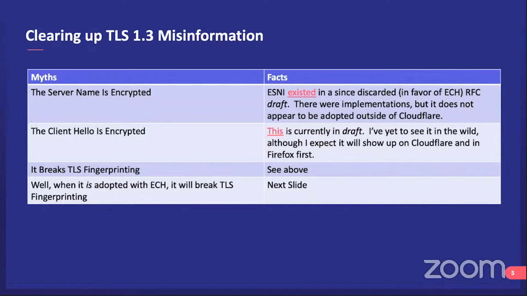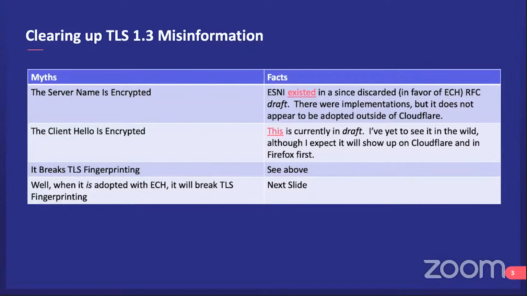Client hello is encrypted. So that's another myth. I will literally read blog posts that say, well, we can't use TLS fingerprinting because the client hello is now encrypted, which is just not true. Again, this ECH, as they call it, used to be called ECHO. This is currently in draft. And I've yet to see it in the wild. I'm constantly looking for it in the wild because I want to know what it actually looks like when it's implemented. Although I do expect it to show up on Cloudflare and in Firefox first, as is tradition with these things, apparently.